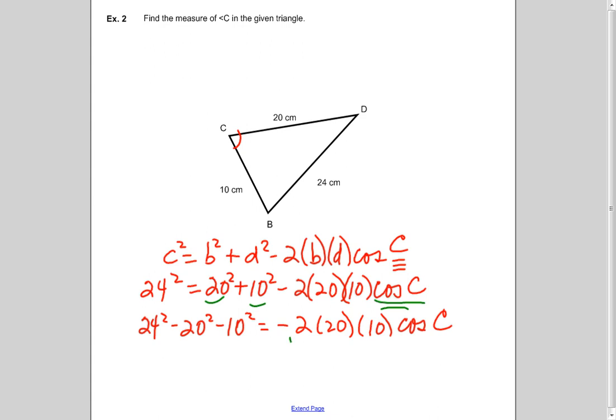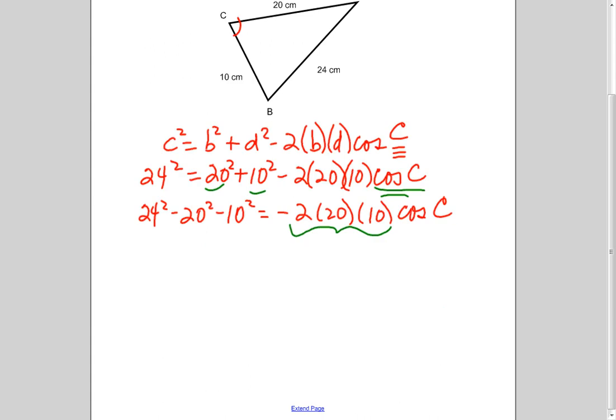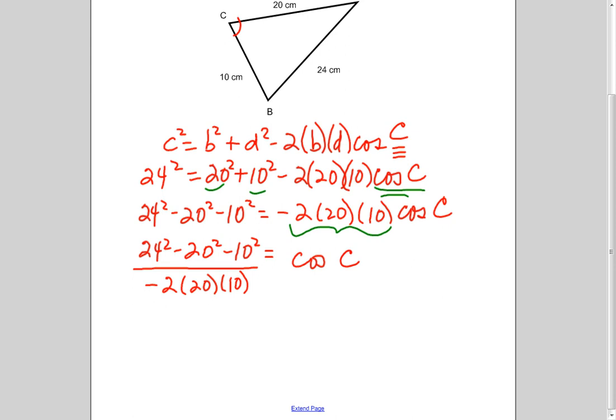These three things are glued to cos C, multiplication. So to get rid of those, I would divide both sides by minus 2 times 20 times 10. So 24 squared minus 20 squared minus 10 squared, I'm going to divide both sides by negative 2 times 20 times 10. And I would be left with cos C. Be careful with that last line. Students can have trouble with that. In one swoop, I am going to type that into my calculator.